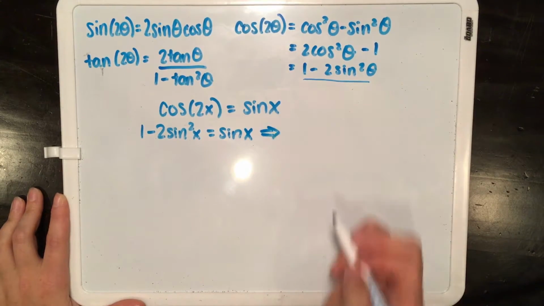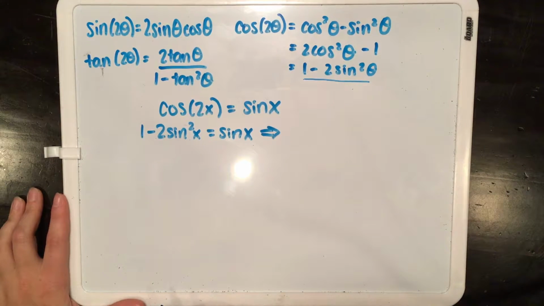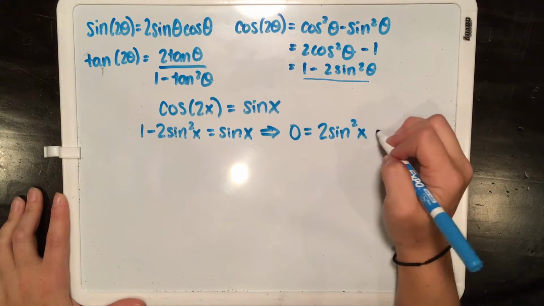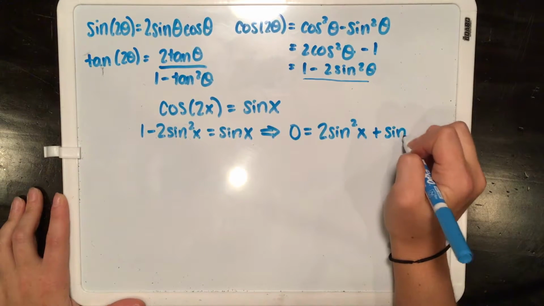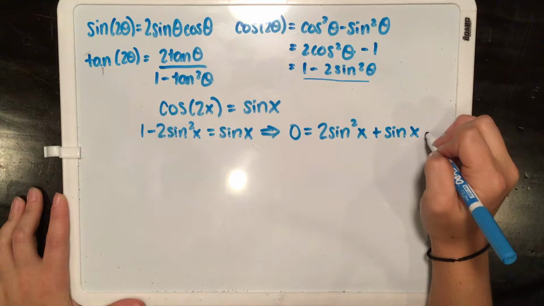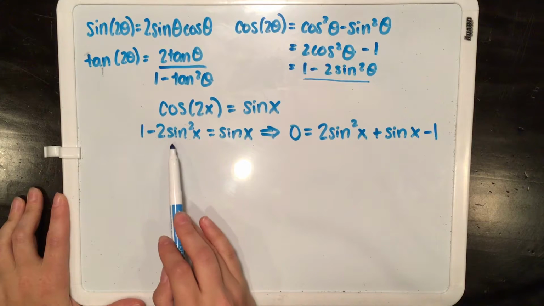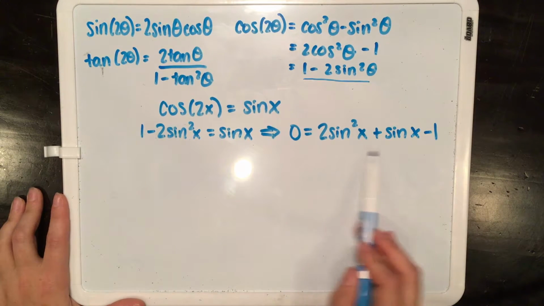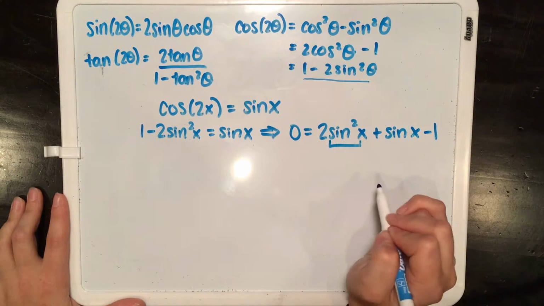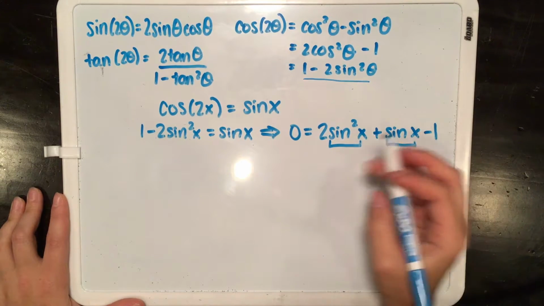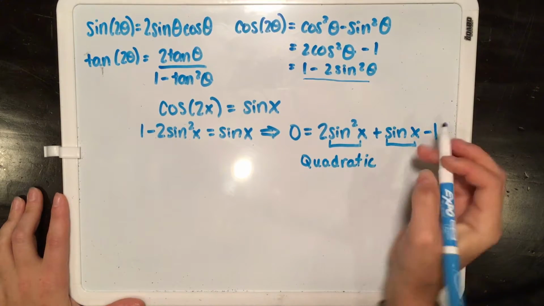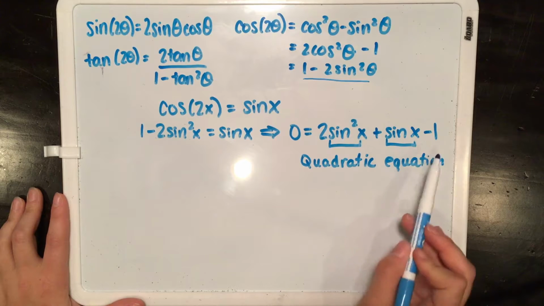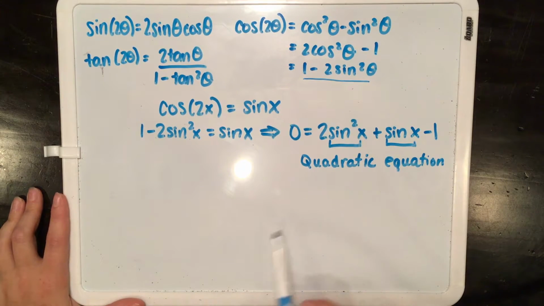And now if we rewrite this to have all of the terms on one side, 0 equals 2 sine squared x plus sine x minus 1. Notice that we added the 2 sine squared x to the right side and we subtracted 1 from the right side. So if you look at this function, we have 2 times a quantity squared plus the quantity minus 1. This is a quadratic equation because we have a times a quantity squared plus b times the quantity plus c. So we can actually factor this just like a quadratic function.